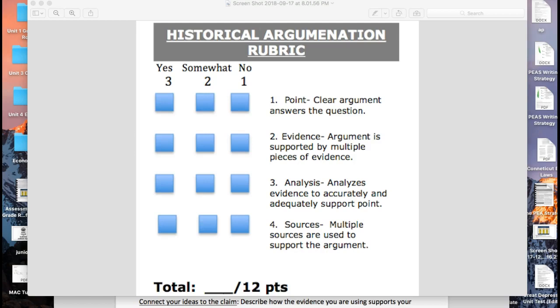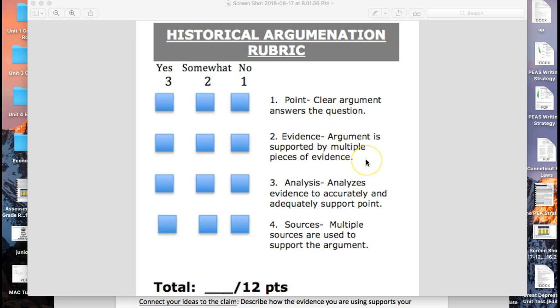If you analyze it closely, there are 4 parts. Each part is worth 3 points. Each of the 4 parts correlates with one of the acronyms in the PEAS writing strategy. The first part is the point, that usually is your topic sentence.